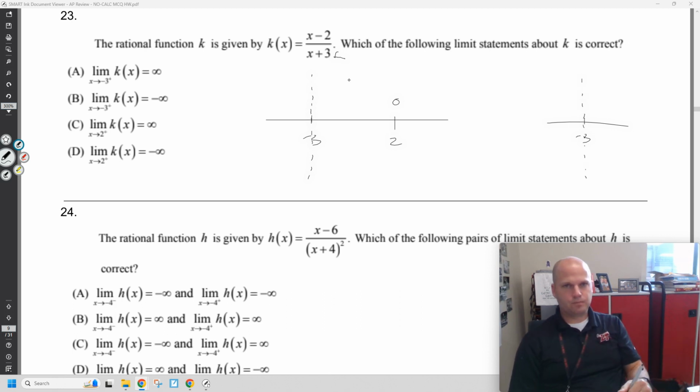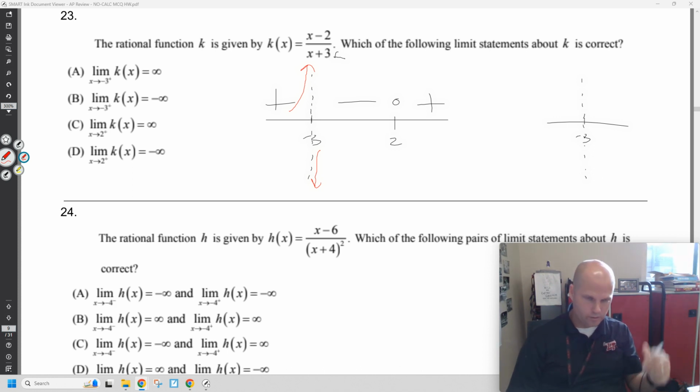Let's see if we get the same answer. If I plugged in a test point like 3, positive, positive, positive. Multiplicity is 1, multiplicity is 1. Okay, cool. This shows me that I'm trending towards positive infinity to the left of -3. I'm going to be coming from negative infinity to the right of -3. One way to do it. You can get your answer from there.